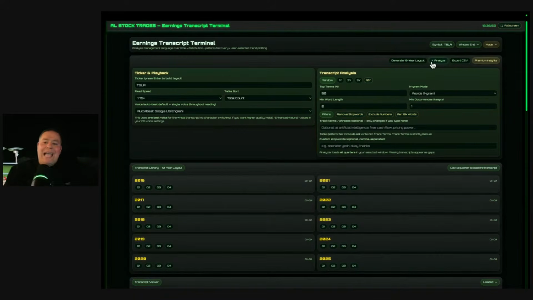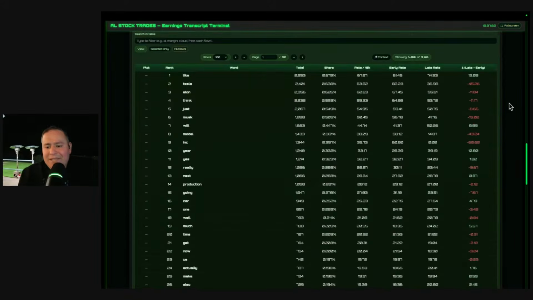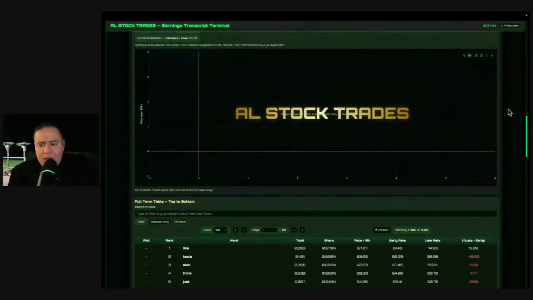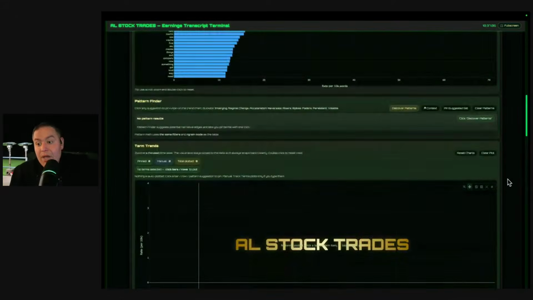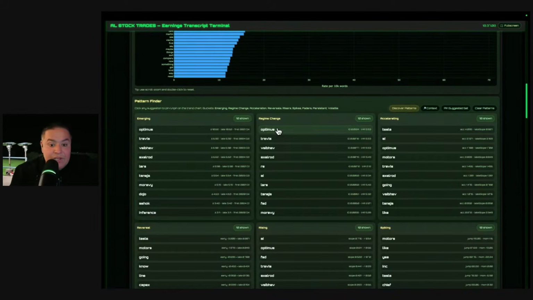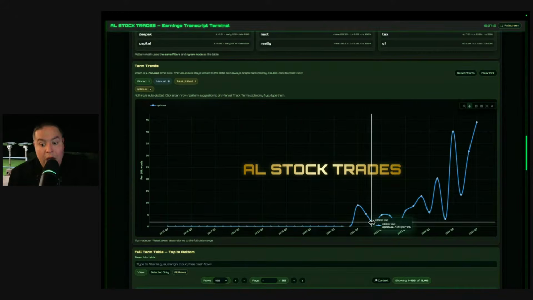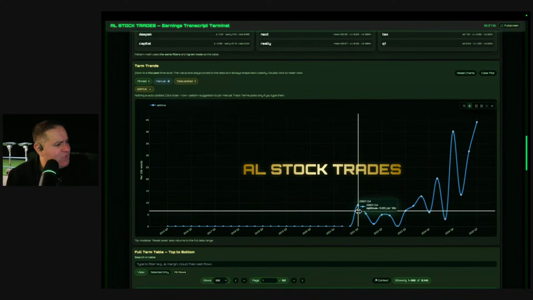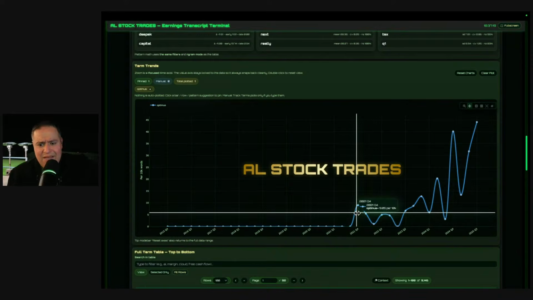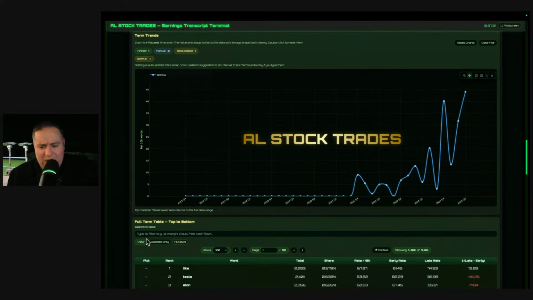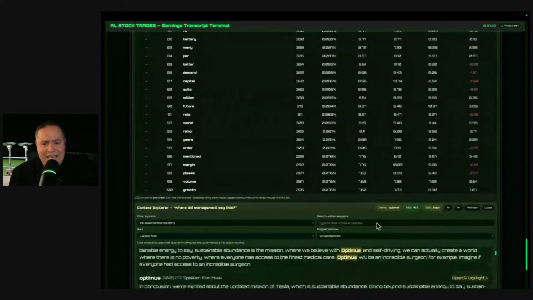And if you were to say analyze, we will analyze every earnings report for Tesla, and you could basically see the different types of words that they're using. Optimus is a new word they're using. Let's graph Optimus. Oh, shoot. Optimus has been growing, and they've used the word Optimus back in 2021. What? They've used the word Optimus back in 2021? Let's go ahead and investigate, right?